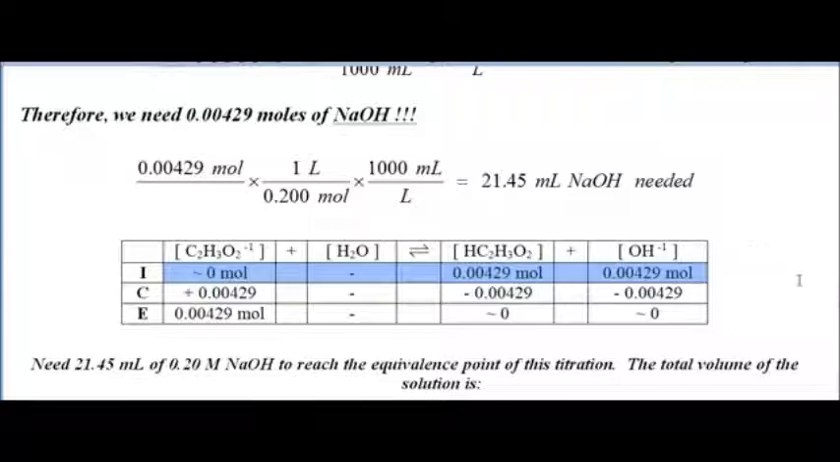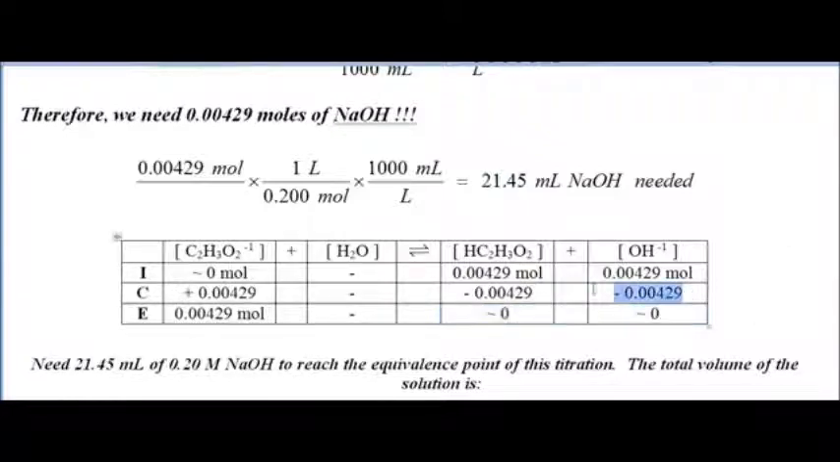We're not going to have anything originally here, so we're going to start with just 25 milliliters in the Erlenmeyer flask, and then we're going to dump the 21.45 milliliters of the sodium hydroxide in there. So at the equivalence point, we're going to have the same number of moles of the acetic acid, same number of moles of the hydroxide. So both of these will go to exactly 0, and then equilibrium is going to be reestablished.